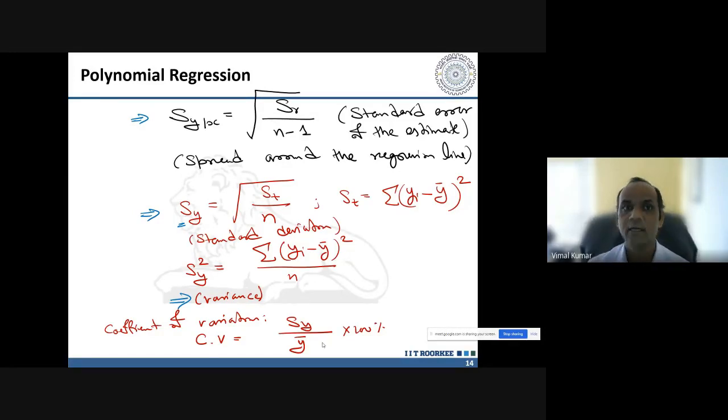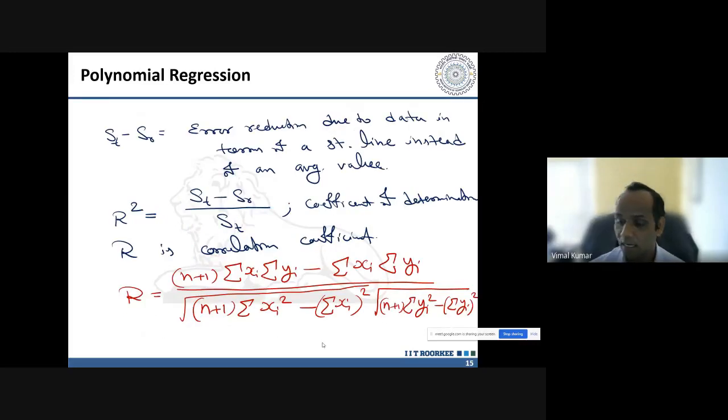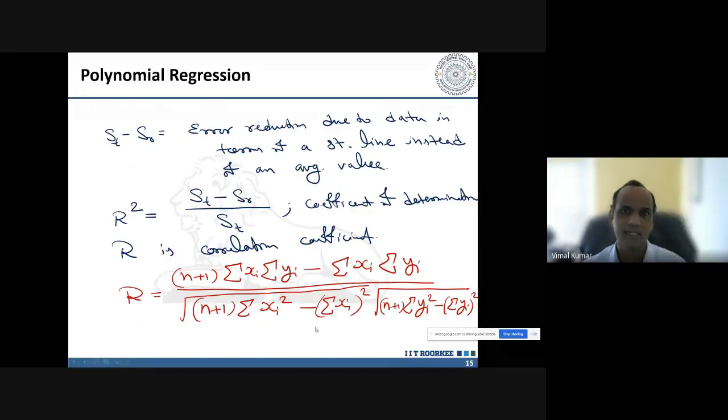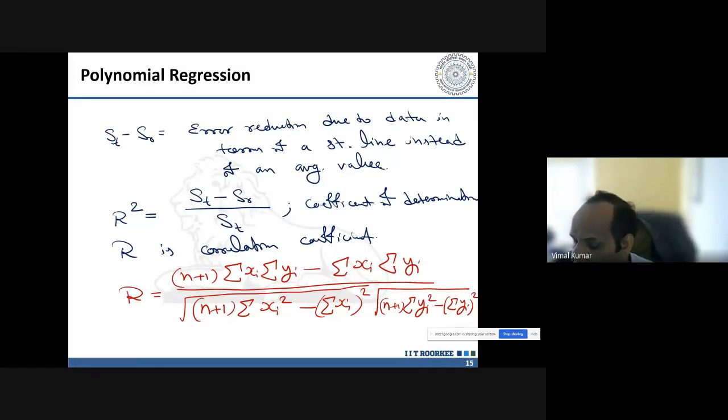Further, here r squared is equal to 0.887. So what is r squared actually? We take the difference between the total deviation and the sum of squares of residuals, and this difference tells me the error reduction due to describing the data in terms of a straight line instead of an average value.